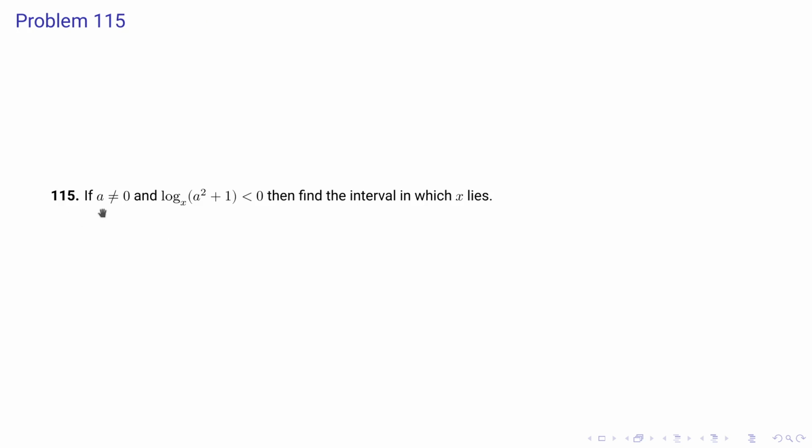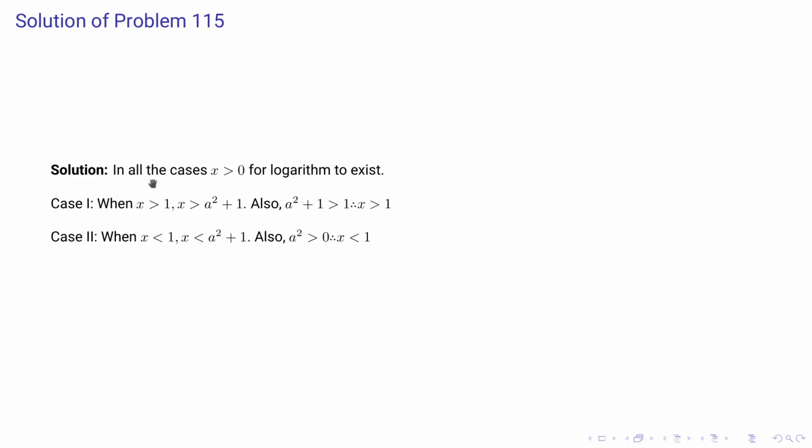Problem 115 says that if a is not equal to 0 and log of a square plus 1 with base x is less than 0, then find the interval in which x lies. So for all the cases, x has to be greater than 0 for the logarithm to exist. Now there can be two cases. First case, x is greater than 1.